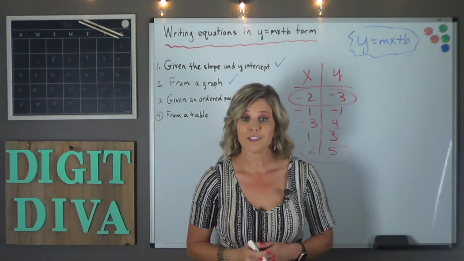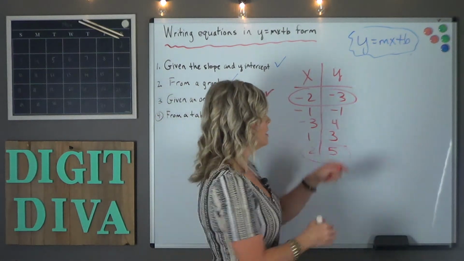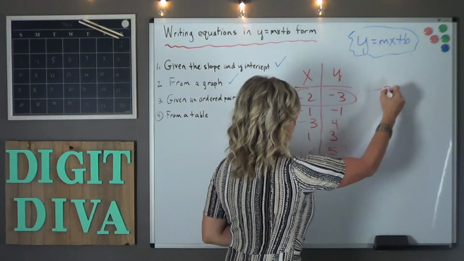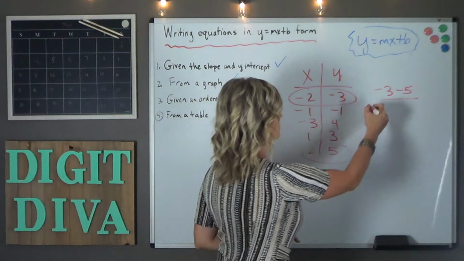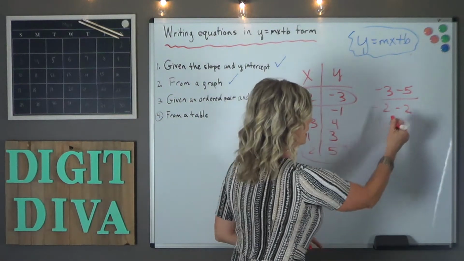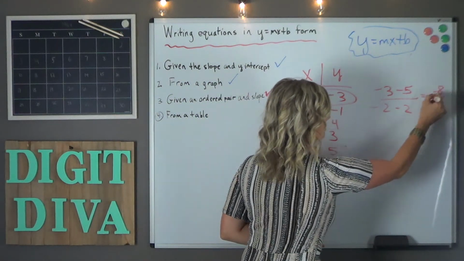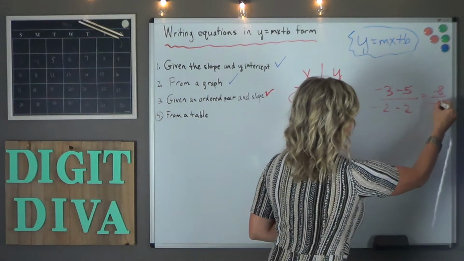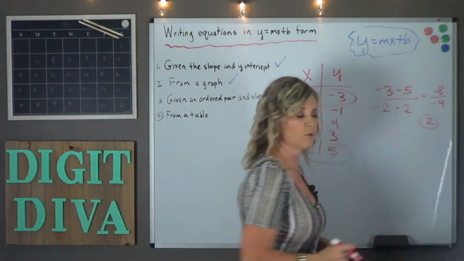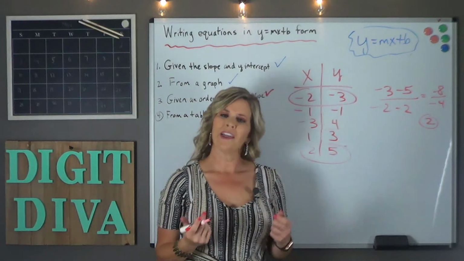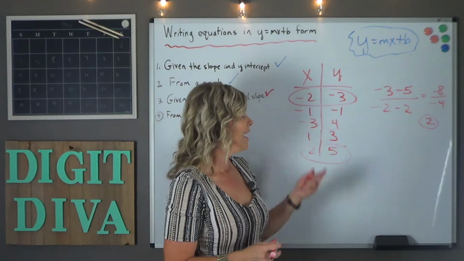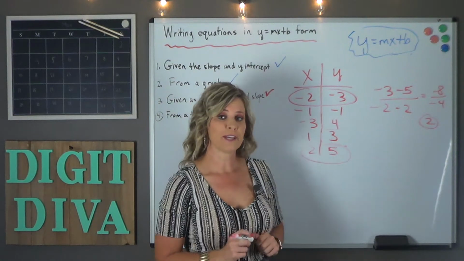I'm going to plug those into the slope formula, okay? Subtract my y's on top, negative 3 minus 5. Subtract my x's on the bottom, negative 2 minus 2. And I'm left with negative 8 over negative 4, which simplifies to a positive 2, okay? Okay, so now I know my slope, but I still need to find my y-intercept.